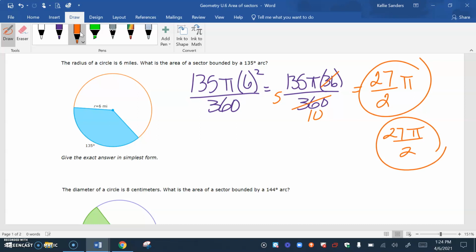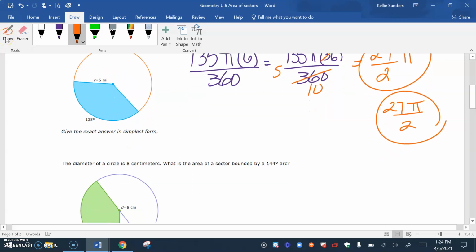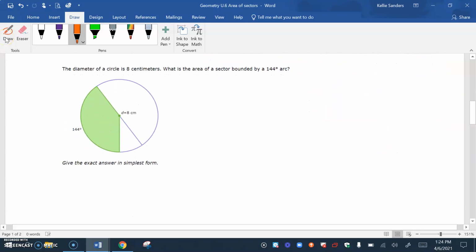Check me on those. Like I said, I'm doing it by hand because I cannot see my calculator. They're working on electricity and my lights are out.